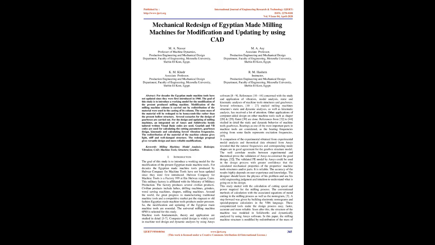The factory produces several civilian products. Civilian products include lathes, drilling machines, grinders, wood sawing machines, shapers, and milling machines. Around the world, the great progress in manufacturing traditional machine tools and a competitive market put the stagnant or old-fashioned Egyptian-made machine tools products under pressure. So, the modification and updating of the Egyptian-made machine tools are essential.